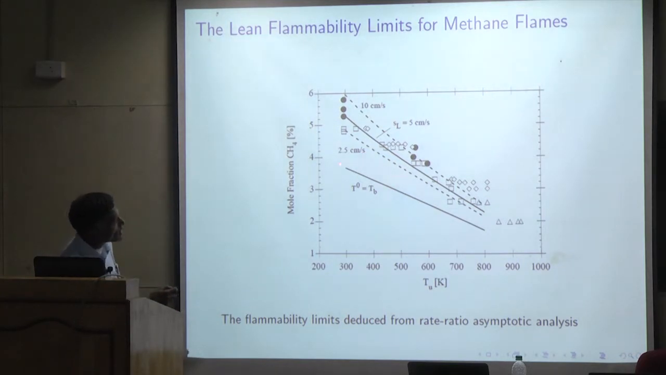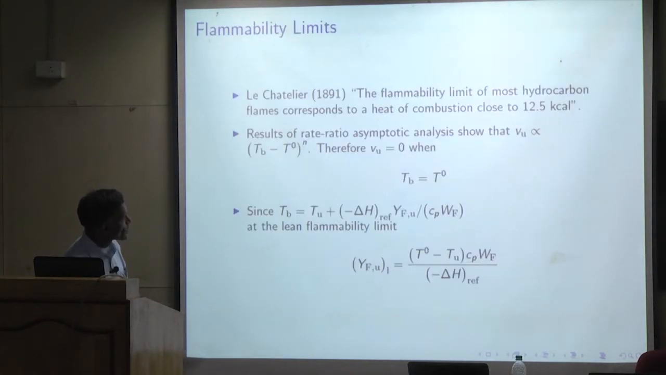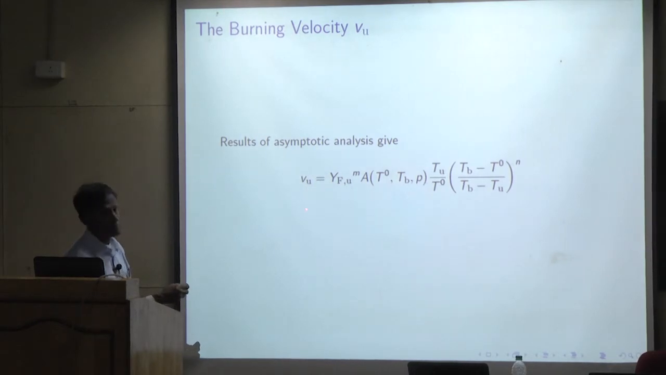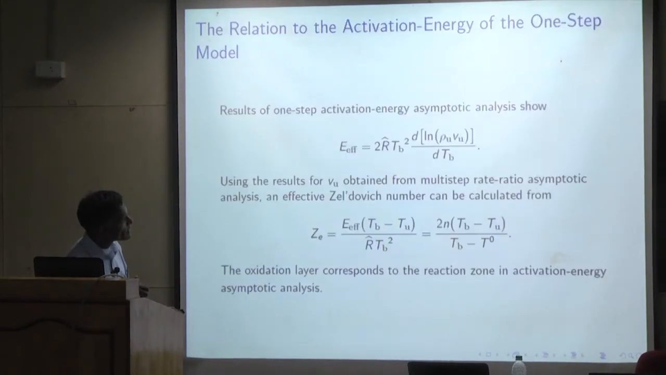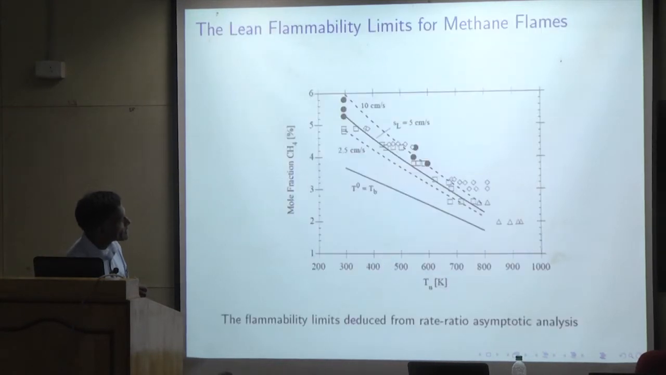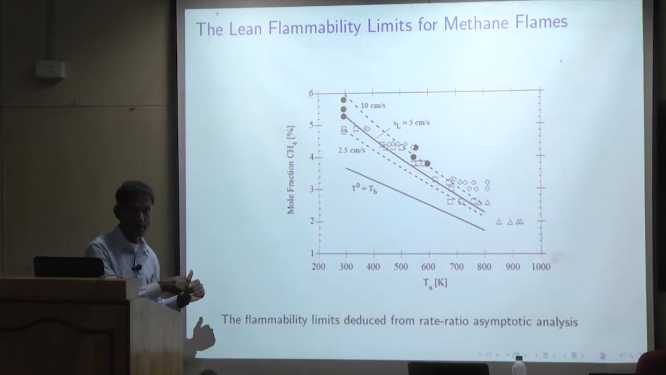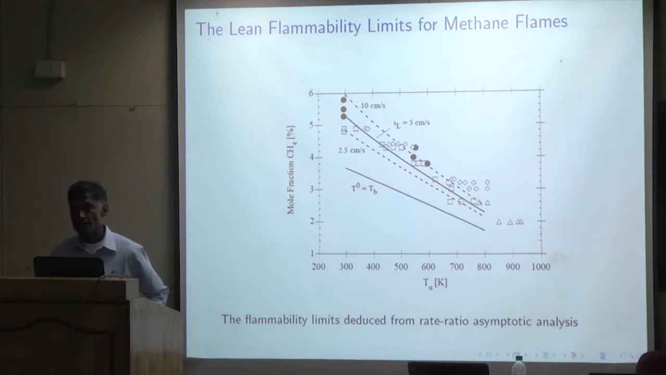So artificially what you do is, instead of saying that the burning velocity is 0, I go back to this equation and I say that, well, I'm going to put a burning velocity of 5. Then you can calculate TB minus T naught, right? Then you make that the limit. If you make that the limit, okay, then it very accurately reproduces the experimental curve. So again, the point here is that the rate-ratio asymptotic analysis is perhaps the only analysis which can capture flammability limits. Okay, none of the other analyses can do that.